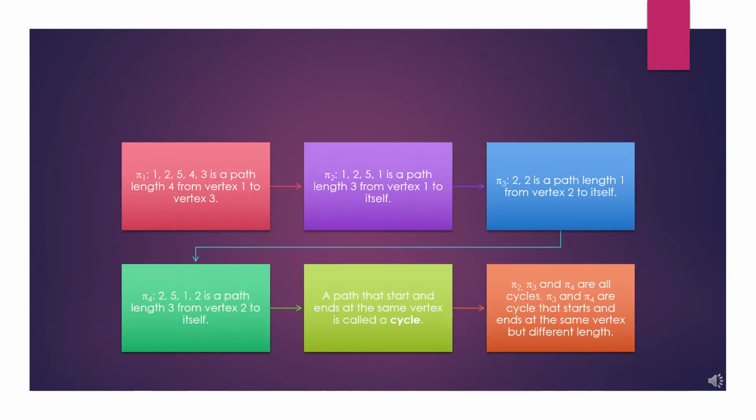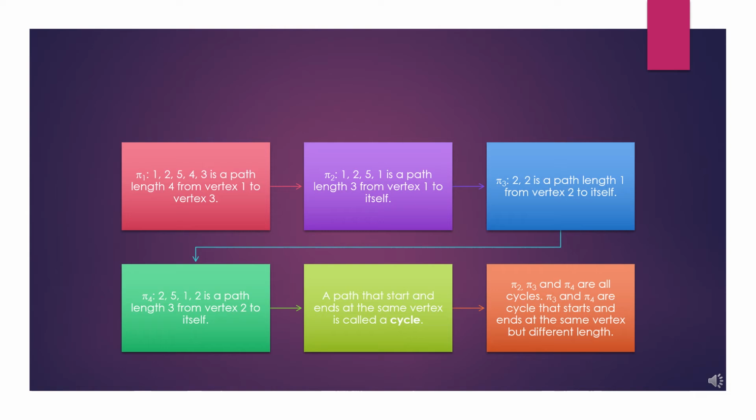The following table shows how degree is explained. Pi 1 = 1, 2, 5, 4, 3 is a path of length 4 from vertex 1 to 3, whereas pi 2 = 1, 2, 5, 1 is a path of length 3 from vertex 1 to itself. Pi 3 = 2, 2 is a path of length 1 from vertex 2 to itself, whereas pi 4 = 2, 5, 1, 2 is a path of length 3 from vertex 2 to itself.